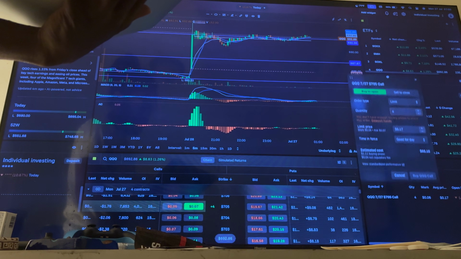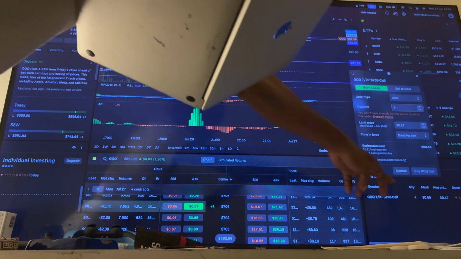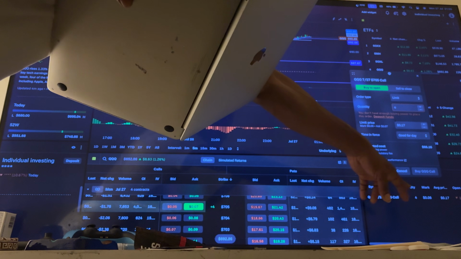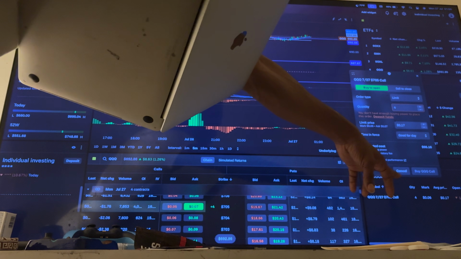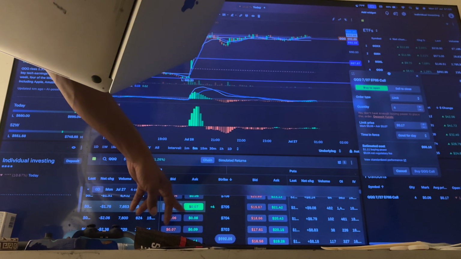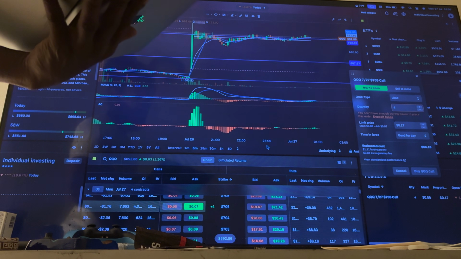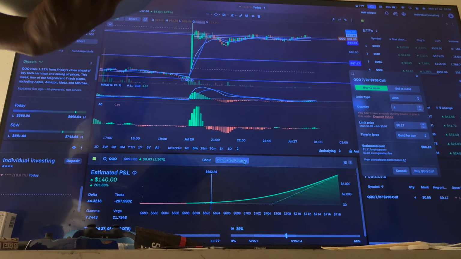I'm gonna show you why it's 17. See, mark price 6. Average price 17. Average price is what you bought it for. Mark price is what it is when the market closed Friday. So now you go here, then you click simulate returns.